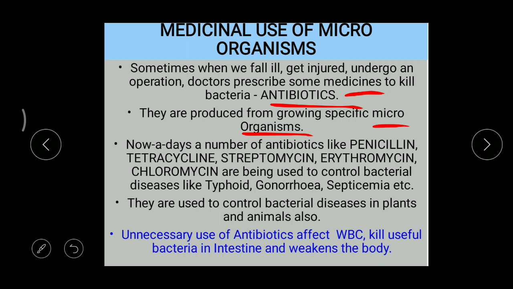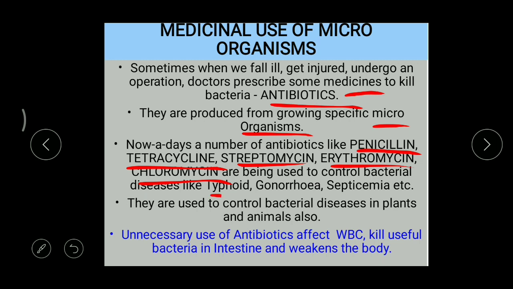For example, if we get any fever, we take tablets like paracetamol. But not only paracetamol, along with the paracetamol, we take azithromycin, then amoxicillin. Now, what are all these? These are all said to be antibiotics, and today we are using different types of antibiotics, like penicillin, then tetracycline, otherwise called aureomycin, streptomycin, erythromycin, chloromycin, and these are especially useful to control different types of bacterial disease.